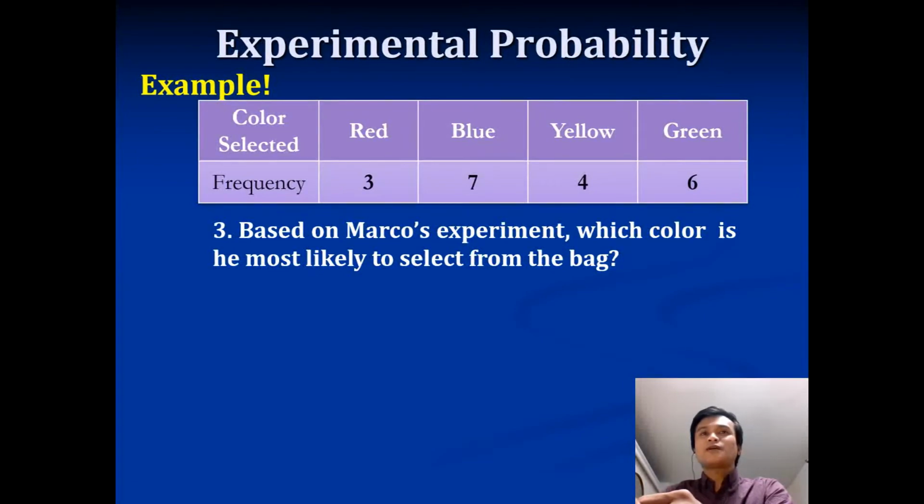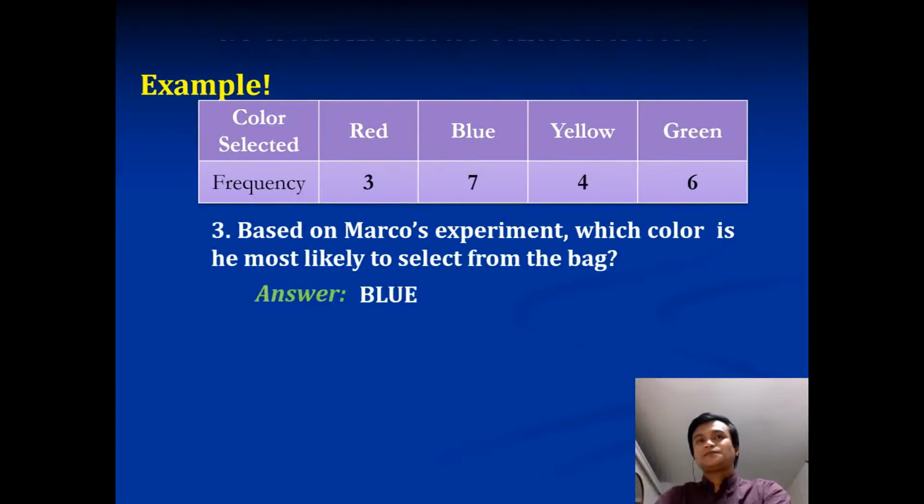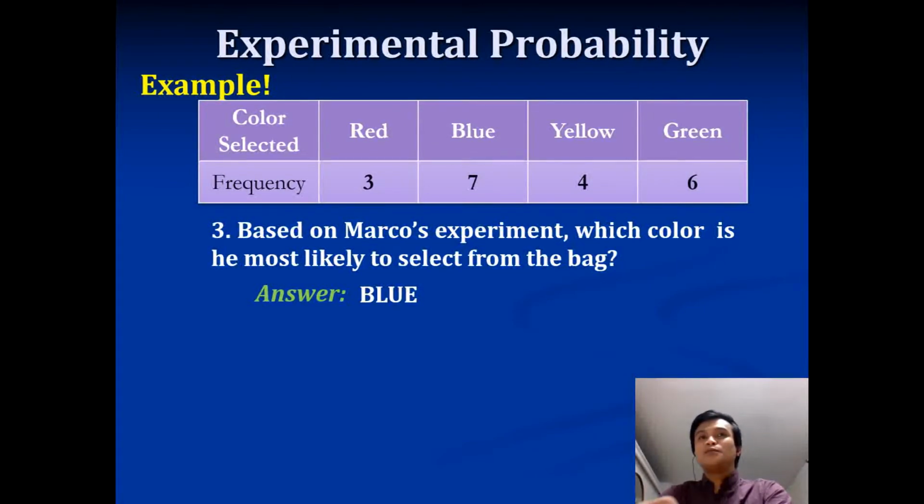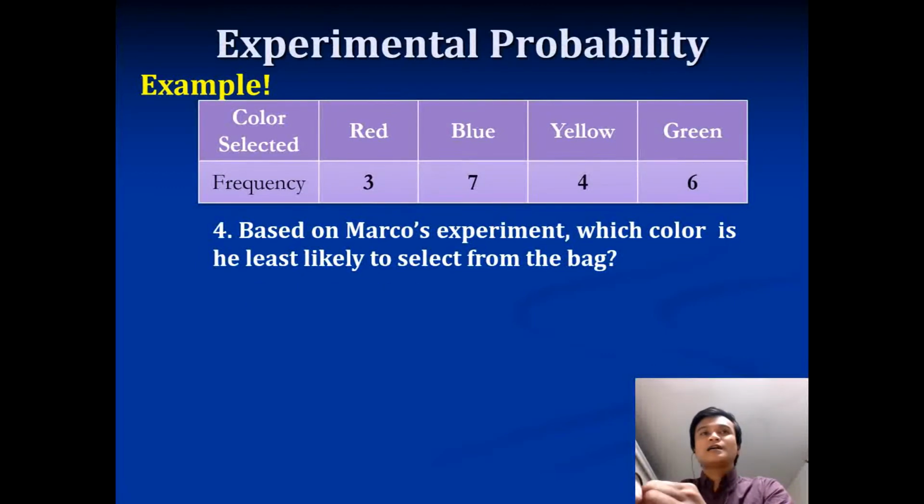Based on Marco's experiment, which color is he most likely to select from the bag? Aling kulay daw yung most likely na napipili niya dun sa bag? The answer is blue because that is the highest number of times na naselect niya yung color blue. That is 7. Based on Marco's experiment, which color is he least likely to select from the bag? The answer is red.